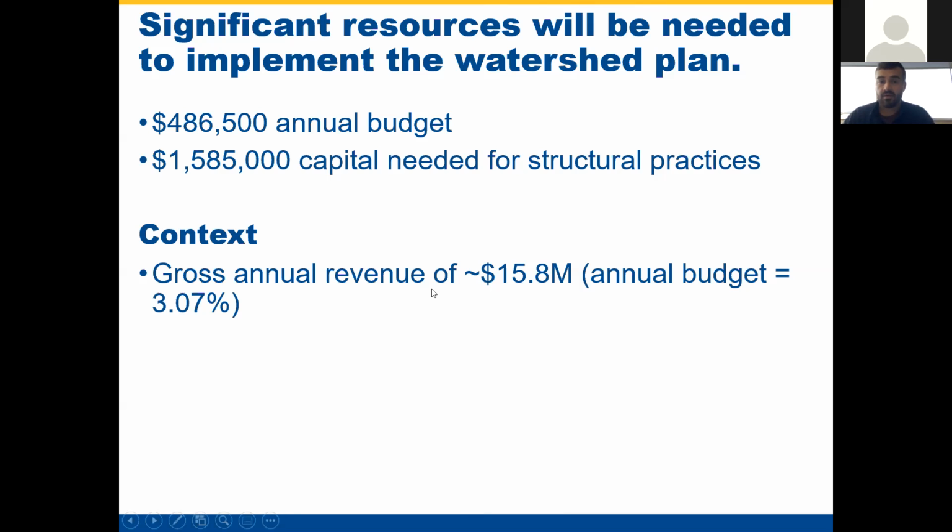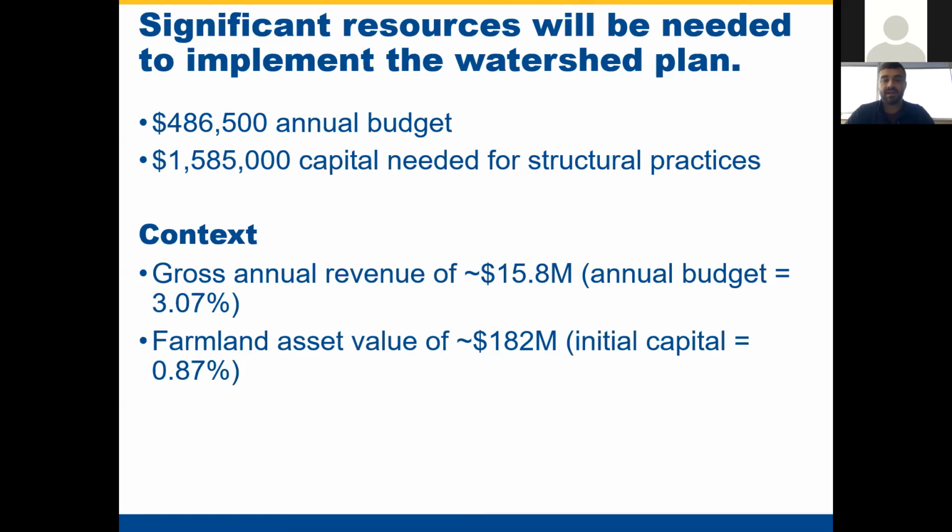Now, for the overall capital needed for the whole project, we calculated the farmland asset value. We figured out the ag acres and what the average acre was selling for. In 2018, I believe, was the most current data we could find. We calculated that out to $182 million as the farmland asset value for West Buttrick Creek. So relating that back to the almost $1.6 million in capital needed, that's about 0.87% of the asset value. Like I said, these numbers are gross: gross annual revenue, as well as calculated farmland asset values.